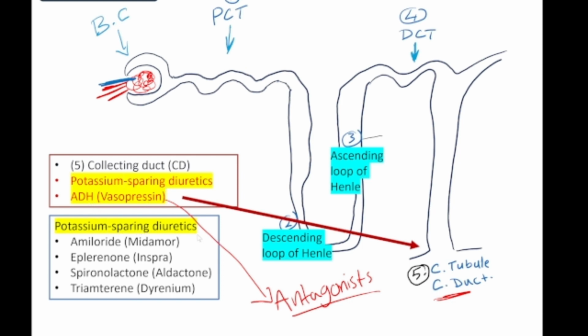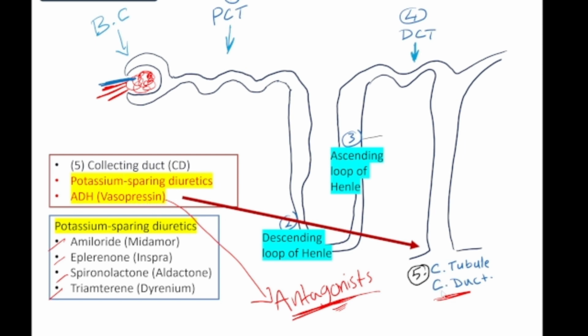For potassium-sparing diuretic, we need you to remember this list of medications: amiloride, triamterene, eplerenone, spironolactone, Aldactone. So these belong to the potassium-sparing diuretics. The list of ADH antagonists we have later on, but we need you to remember the site of action for these two groups of diuretic, potassium-sparing diuretic and ADH vasopressin: the collecting duct and collecting tubules.